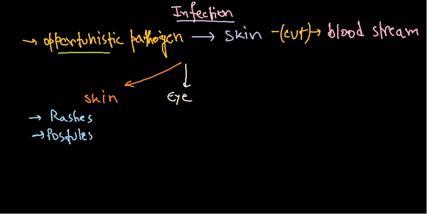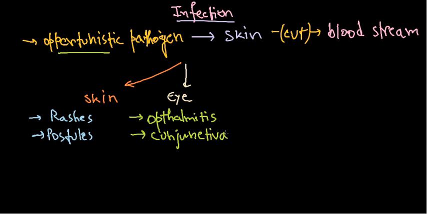Now when it is related with eye, we can have infections like ophthalmitis. Okay, we can have ophthalmitis, and also we can have diseases in conjunctiva. So it can infect conjunctiva, that means conjunctivitis. So let me write conjunctivitis will result after the infection of Pseudomonas aeruginosa in our conjunctiva, right? So in eye it can cause this kind of disease.